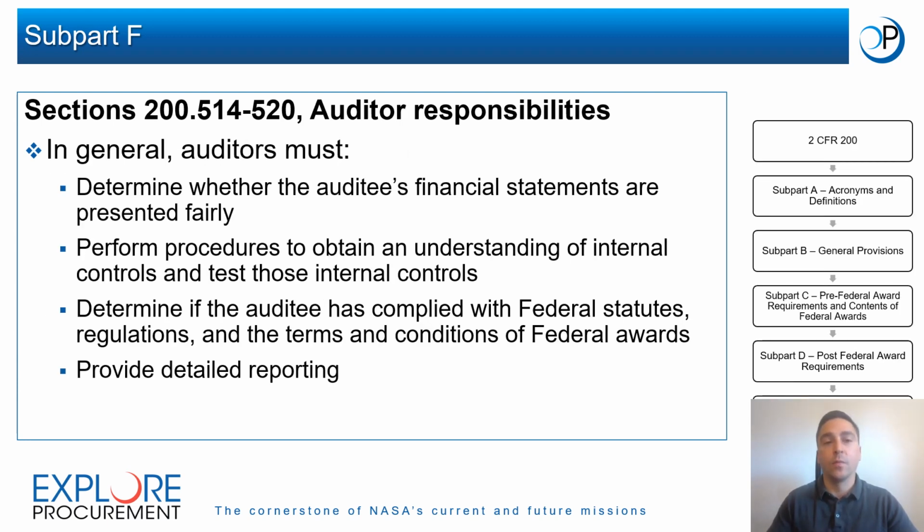Sections 200.514 through 520 outline auditors' responsibilities when conducting single audits. In general, auditors must determine whether the auditee's financial statements are presented fairly in all material respects in accordance with generally accepted accounting principles. They must perform procedures to obtain an understanding of internal control over federal programs and test those internal controls. They must also determine if the auditee has complied with federal statutes, regulations, and the terms and conditions of federal award, and provide a report detailing relevant findings and opinions.